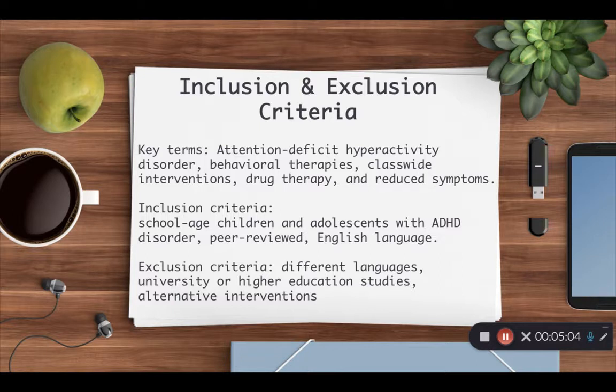The exclusion criteria, so things that were not included, were the articles that had different languages, articles that focused on university or higher education studies, or articles that talked about alternative interventions. And so it was more focused on the class-wide interventions and their effects, or maybe a comparison of implementing class-wide interventions and how that would compare to students who had prescribed medication in the classroom.